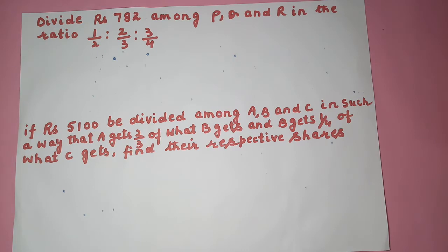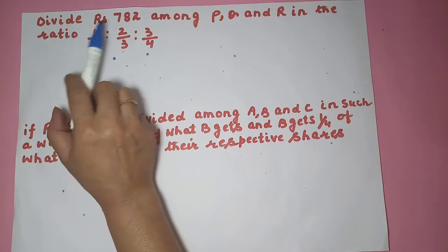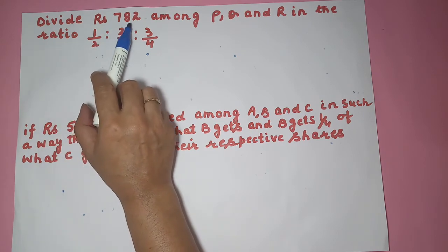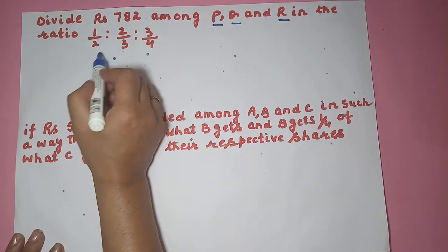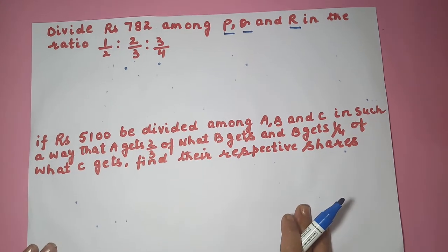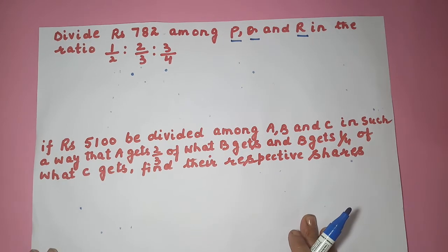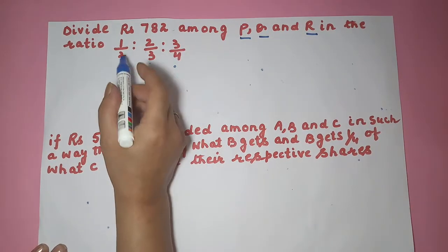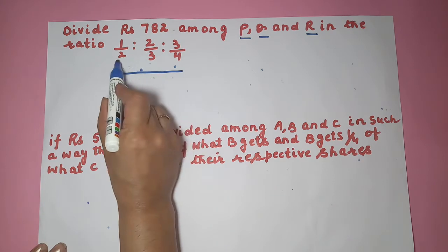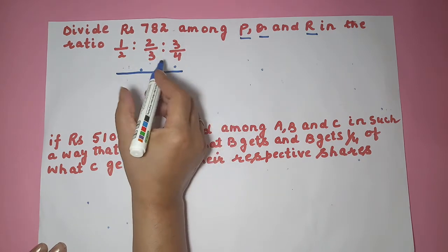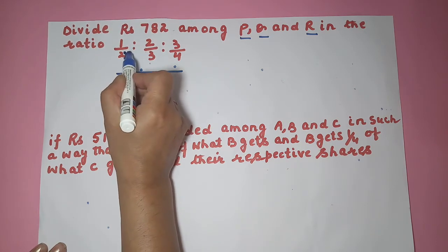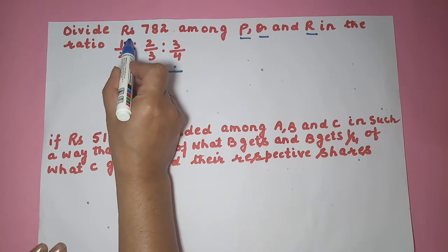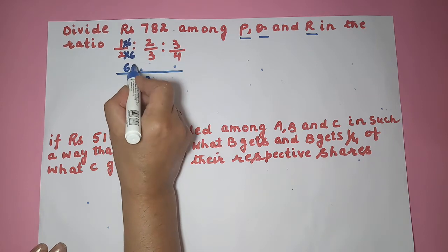Fine. Okay. Now, in the next sum, we have to divide 782 among P, Q and R, and this time the ratio is given in the fraction. Remember, whenever your ratio is given in the fraction, you take the LCM of the denominators. What is the LCM of the denominators? It is 12, right? So how will you make it 12? 2, 6, so you have to multiply 6 here also. So you'll get 6 is 2.